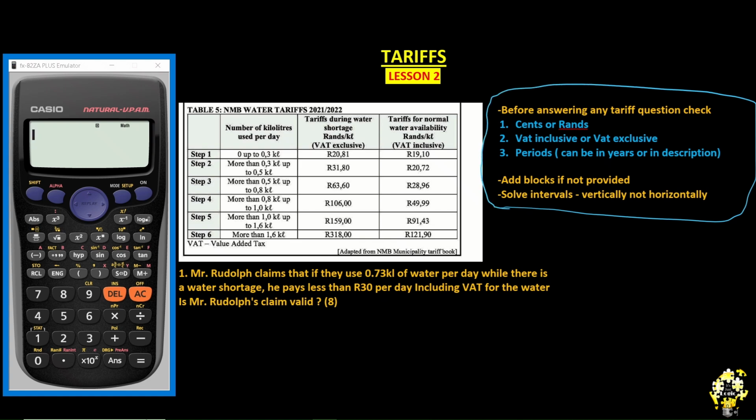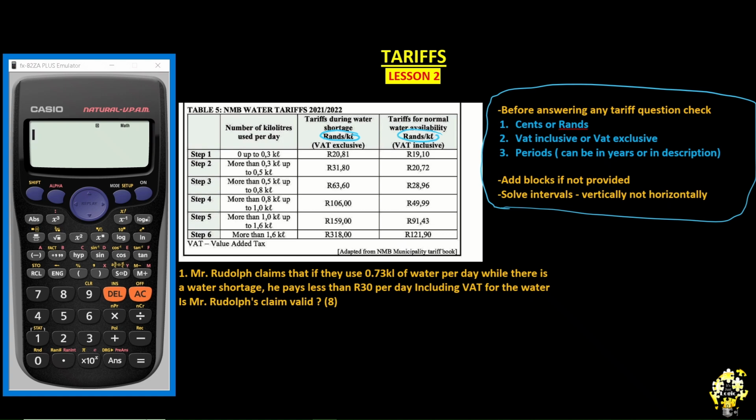So again, like I said in lesson number 1, before you answer any tariff questions, you have to ask yourself 3 questions. Or maybe we can even say 5 questions, but let's say 3. Cents or rands? We have been given these NMB water tariffs for 2021 to 2022. The first thing that we are supposed to ask ourselves is, is it rands or cents? Well, we can see here that it is rands per kiloliters. Also here it is rands per kiloliters.